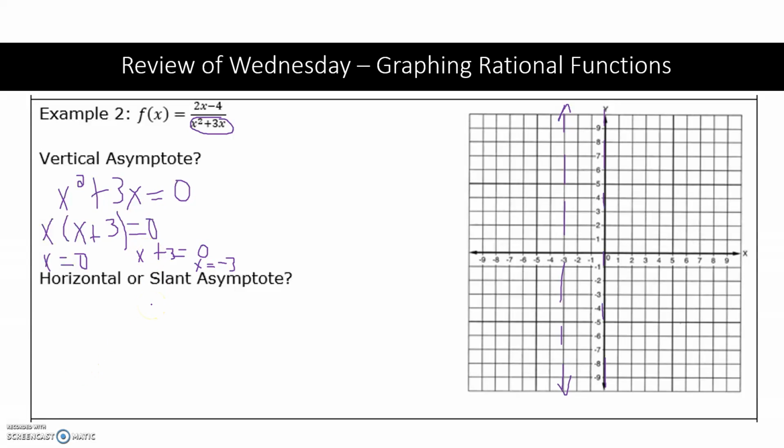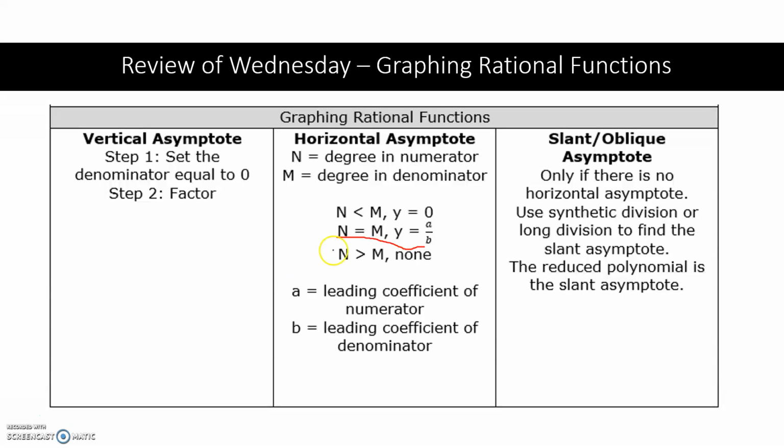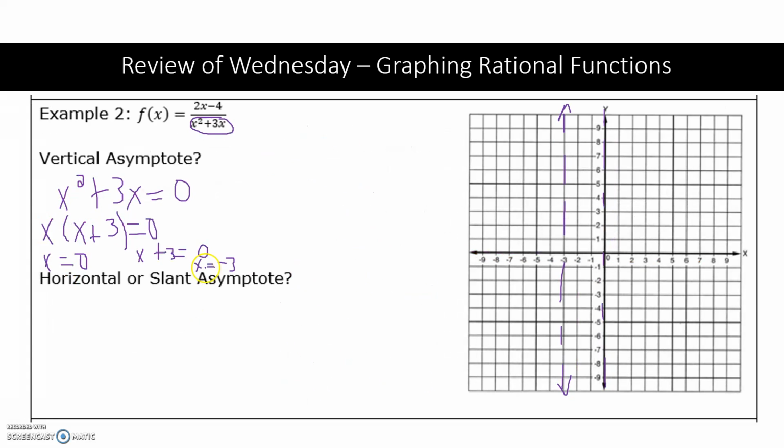Okay, now I'm going to find my horizontal or slant asymptote. I'm going to look at the leading degree of my numerator and my denominator. So the leading degree of my numerator is 1, my leading degree of my denominator is 2. So that means that my horizontal asymptote is going to be at 0. So that's easy. So now I'm just going to draw a purple line at y equals 0. Right there.